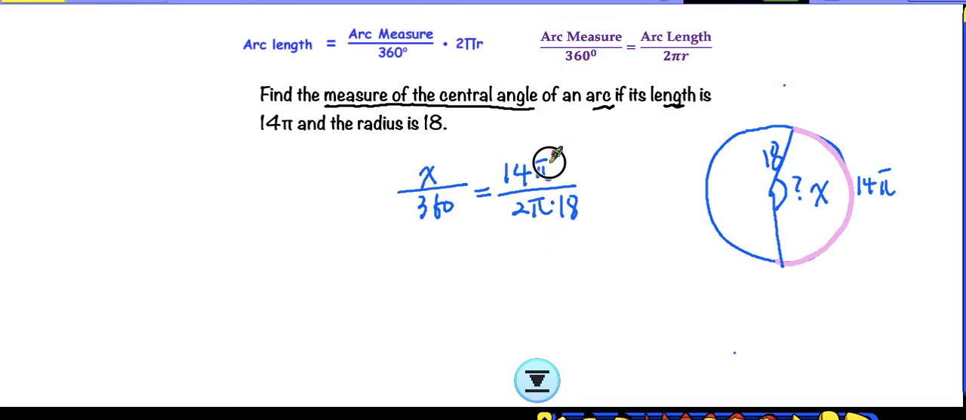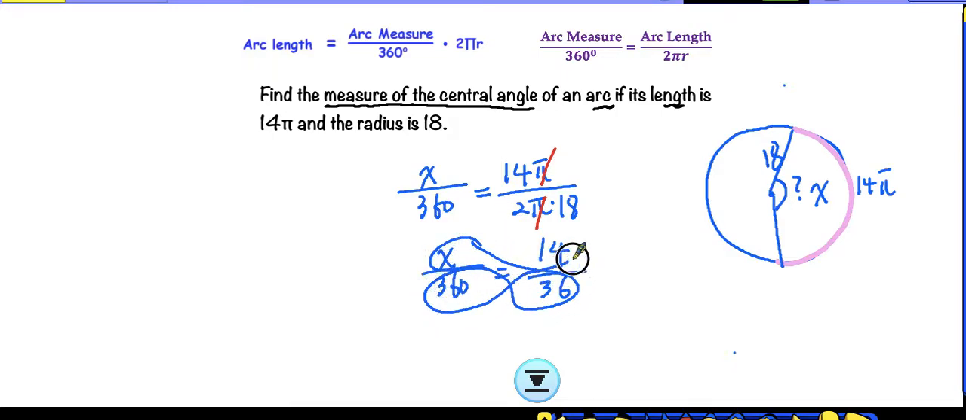Since we both have pi here, let's cancel and then rewrite it. On top we have 14, the bottom one is 2 times 18. Now you can just write down 36, 2 times 18 is 36. Again, this is a proportion equation, so we can always use cross multiplication. The left side is 36 times x. Remember, you are not having fractions anymore. You do have two sides of an equation.